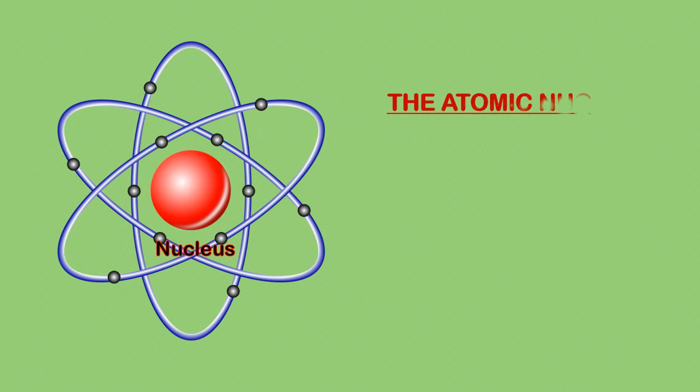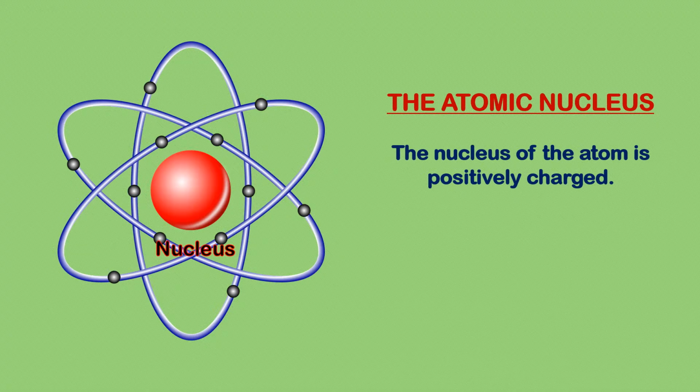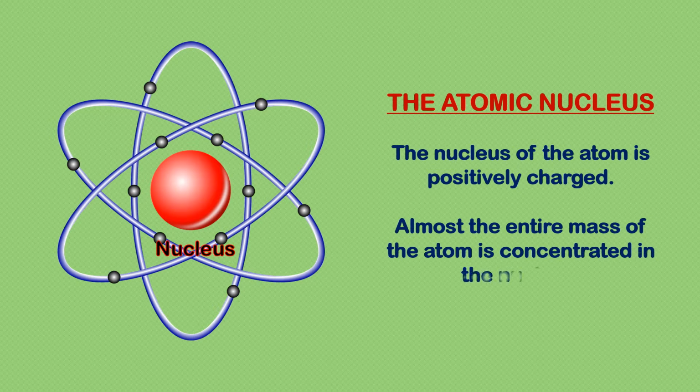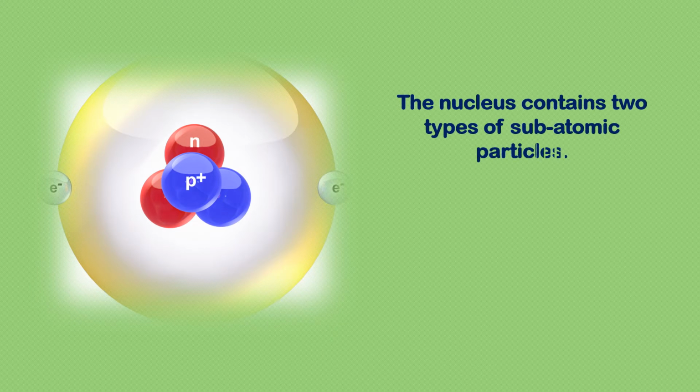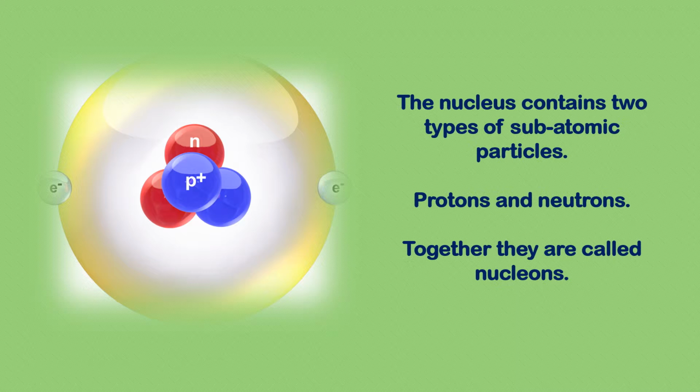The atomic nucleus. The nucleus of the atom is positively charged. Almost the entire mass of the atom is concentrated in the center, that is the nucleus. You can see all around the nucleus, it is all empty space. And this nucleus has a positive charge. The nucleus contains two types of subatomic particles, that is the protons and the neutrons. Together, the protons and the neutrons are called nucleons.